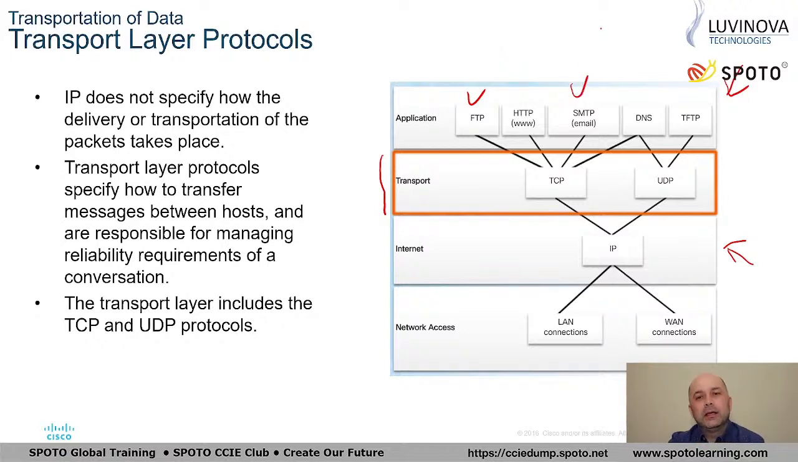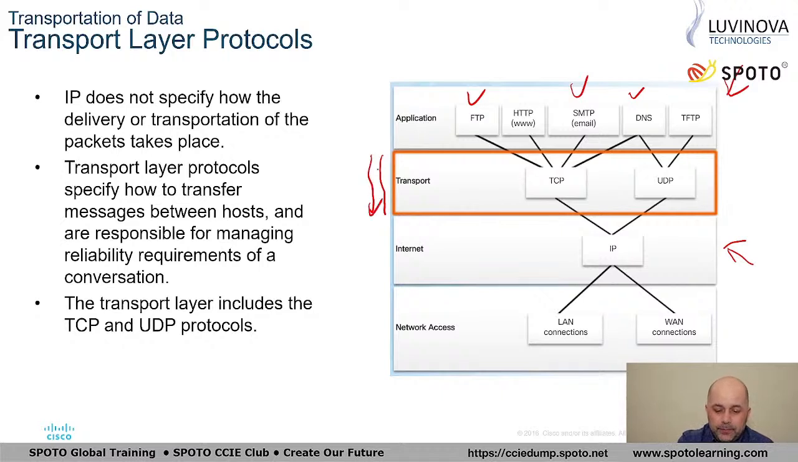The SMTP protocol is handling sending emails, and this is also an application protocol. DNS, the Domain Name System, which resolves names to IP addresses and vice versa, is handled by the DNS protocol, and so on. Usually the application protocols are well known, and there are around 1024 well-known port numbers and their assigned protocols.